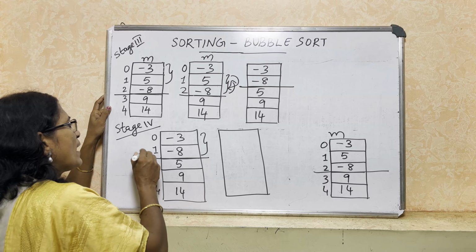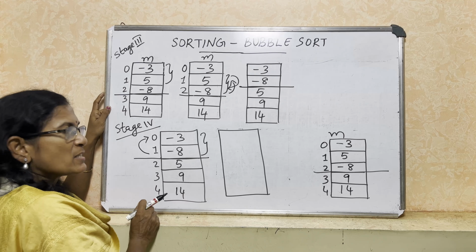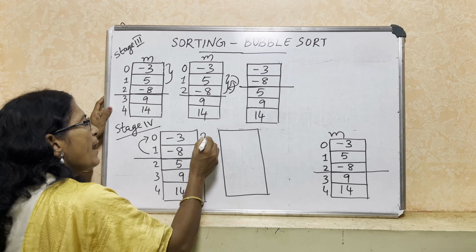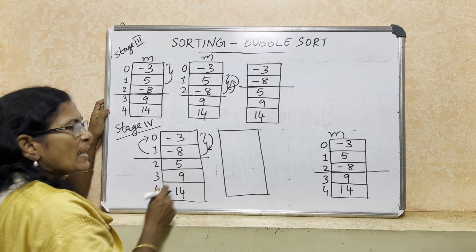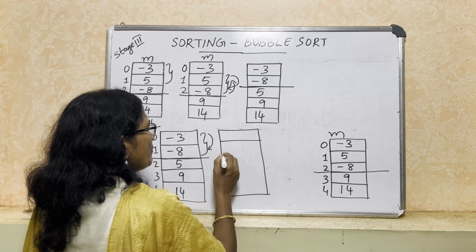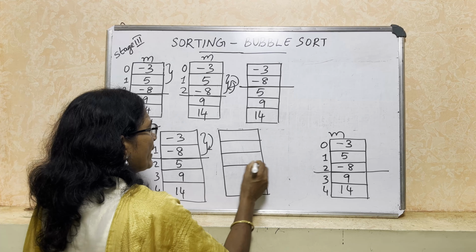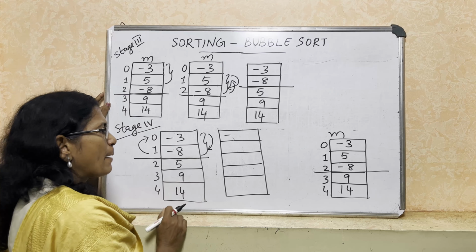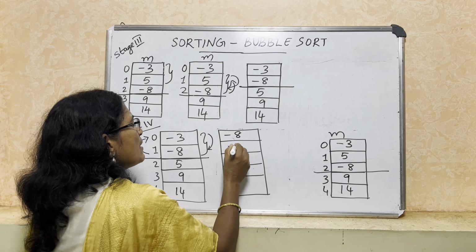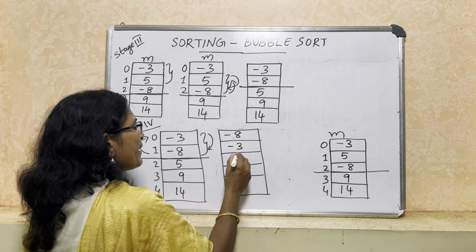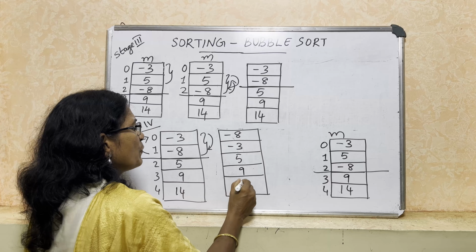-8 is the smaller value. -8 should be shifted to index number 0 and -3 should be shifted to index number 1. With the help of a temporary variable, we have to rearrange the elements of the array. So after the swapping operation, the resultant array will be -8, -3, 5, 9 and 14.